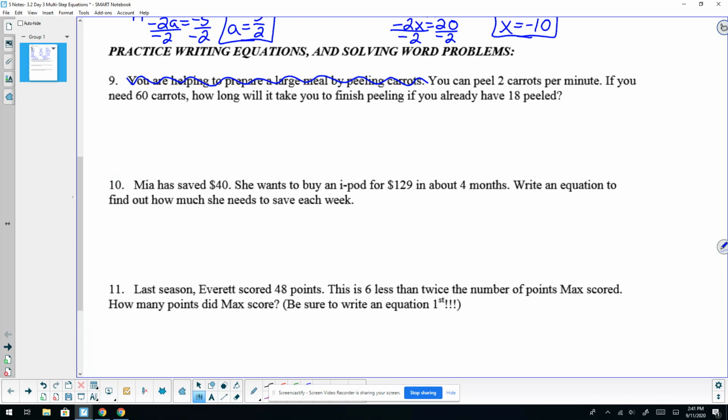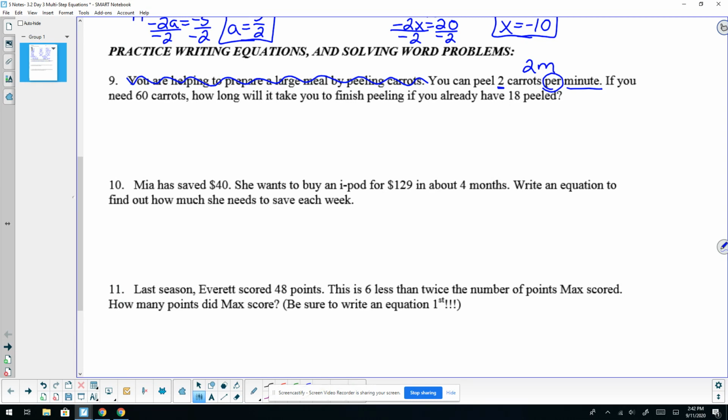Okay, so now I'm going to start rereading again, and I'm going to stop at every piece of information that it gives me. So the first part is you can peel 2 carrots per minute. That is a good piece of information. What you need to know is that the word per tells me I'm going to multiply in this case. Well, what am I going to multiply? Obviously, the number 2 is going to be multiplied by minutes. So it'll be 2m. I'm going to change the minutes into a variable of m.